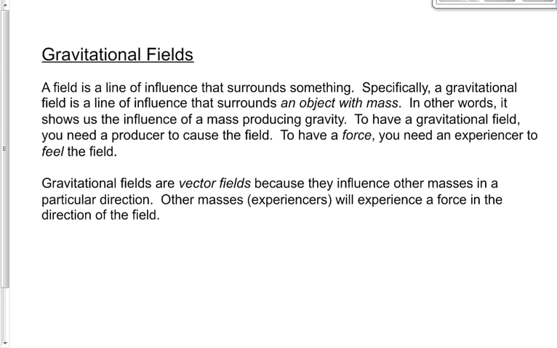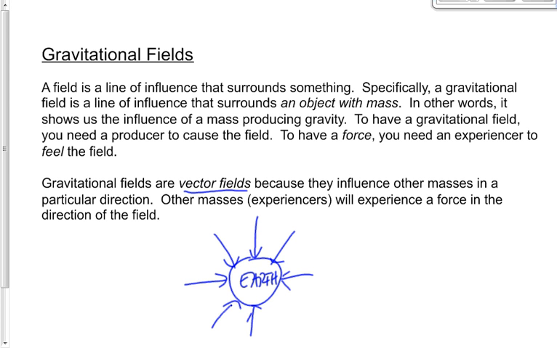We talked about gravity fields as being vector fields because they have a direction. Right? The gravitational field always points toward the producer. If this is the Earth, then the gravitational field that's caused by the Earth is always pointing towards it like this. That means it influences objects with mass. A ball, a brick, a rock, a car, a person. It always influences objects to fall downwards toward the center of that object, toward the center of the Earth. The gravitational field influences in a particular direction. It's a vector field. All right?